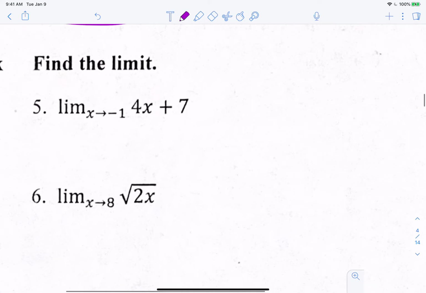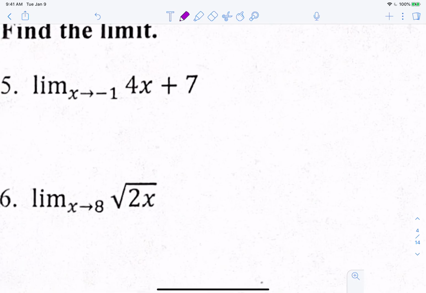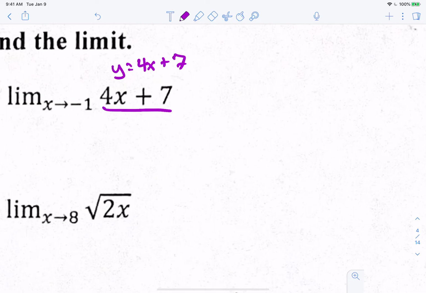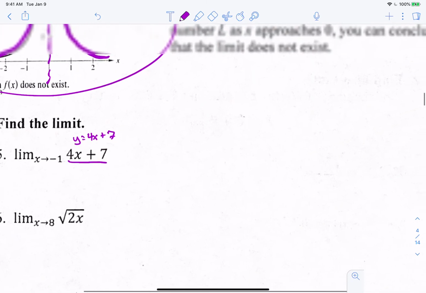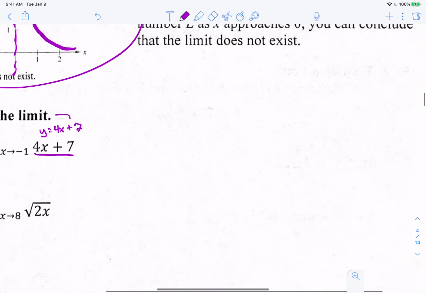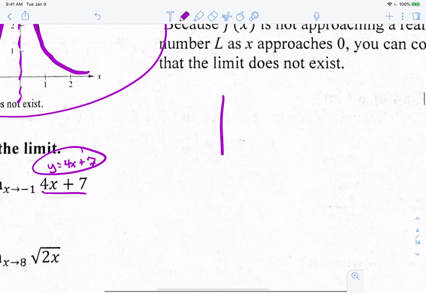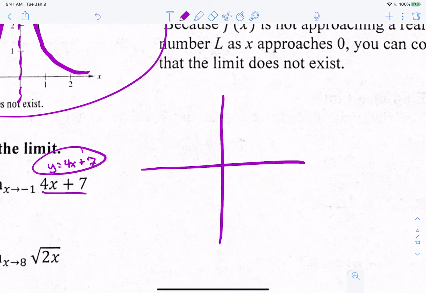Find the limit. Number 5, 4x plus 7. If I am graphing this thing, this is like y equals 4x plus 7. What does that look like? It crosses over at positive 7. But what does this thing look like if you graph it? It's a line. 4x plus 7 is a linear function. I was literally mapping it out for you. It goes through 7, and then up 4 over 1, up 4 over 1, and it's doing this, right? That's what my linear function looks like.